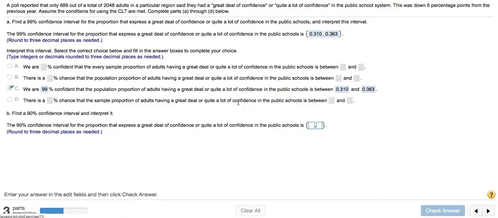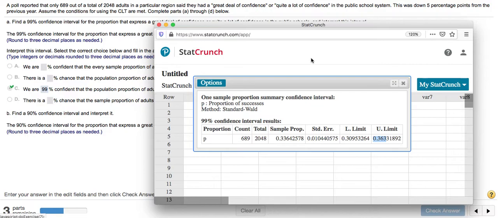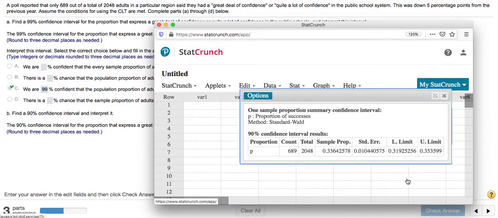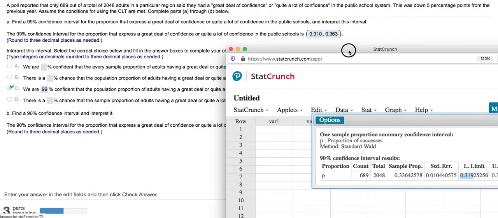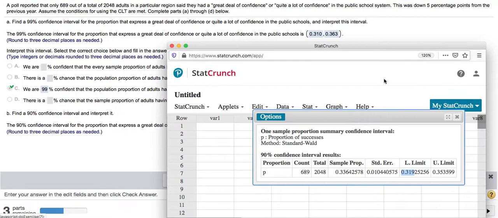Now it goes on to say, find a 90% confidence interval and then interpret that. We can go back to StatCrunch and get this pretty quickly. Where it says options, you select edit, and all you have to do is go down and change our 99% confidence interval to a 90% confidence interval. That's the only change you need to make. You click compute, and it immediately gives you a new lower and upper limit. Rounding to 3 places, the lower limit is 0.319, and the upper limit will be 0.354.